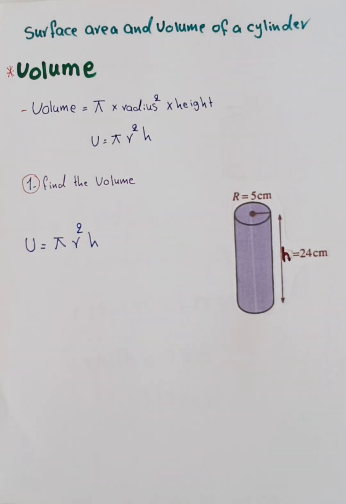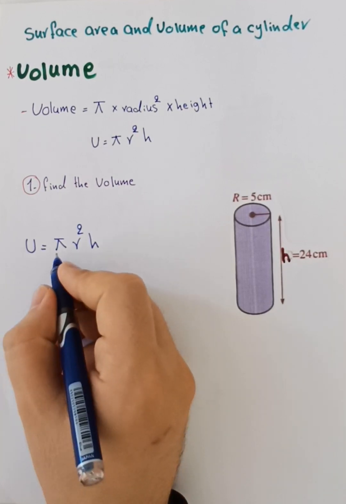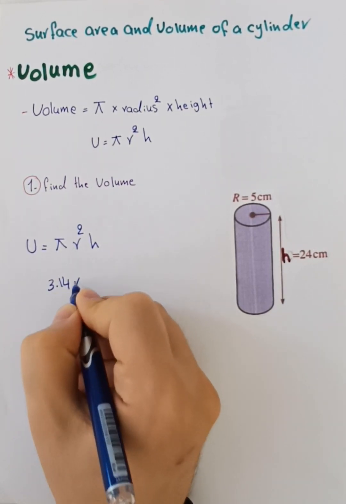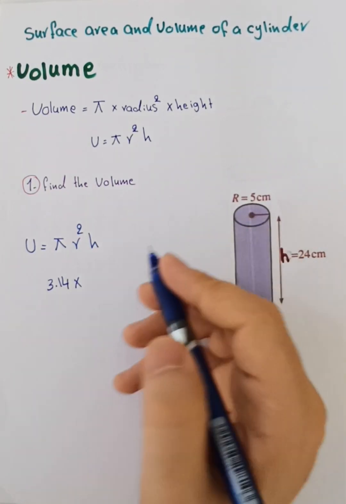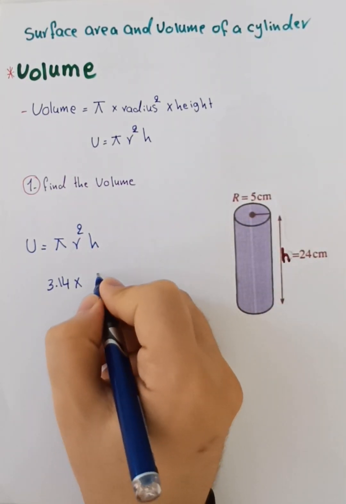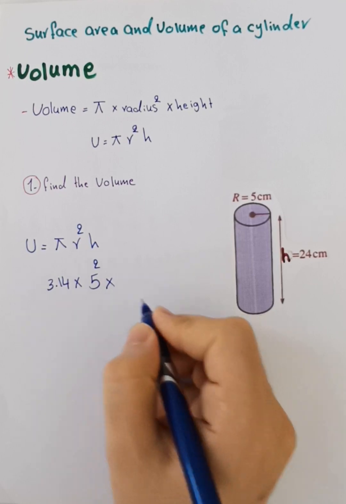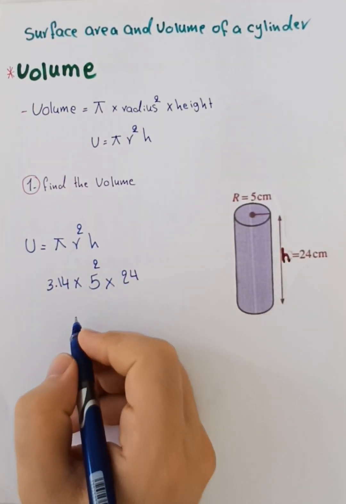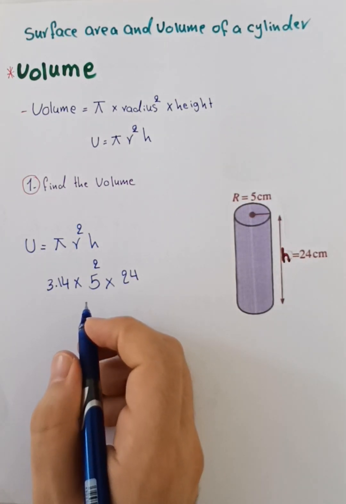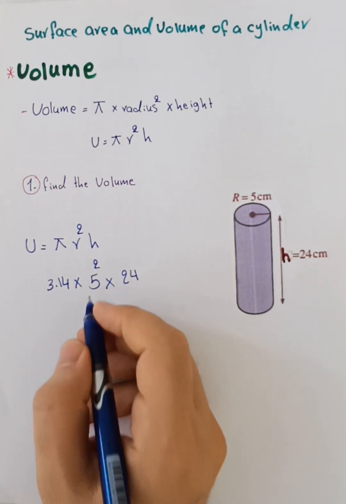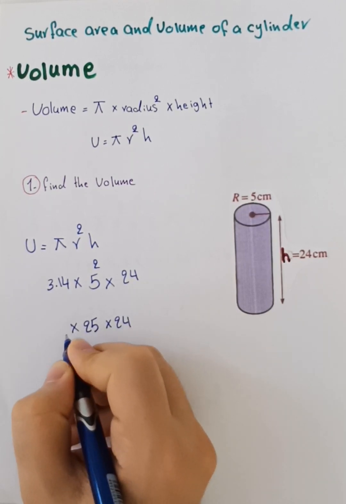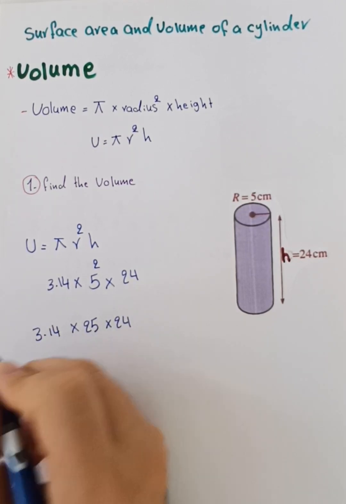And then we have to write the number instead of each variable. Pi is 3.14 multiplied by radius 5 squared multiplied by the height, 24. First, we can solve the power. 5 times 5 equals 25, multiplied by 24 and then multiplied by 3.14.